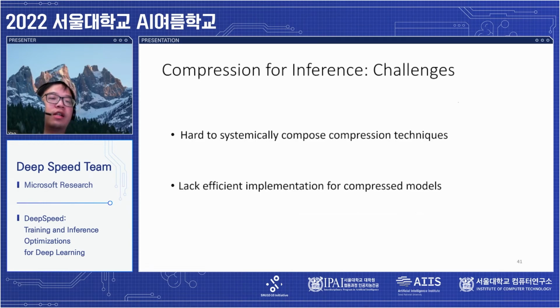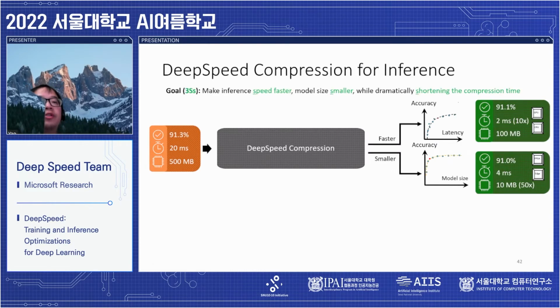On the inference side, the need for compression is even more pressing to reduce latency and cost. However, existing methods have their challenges. It is hard to systematically compose different compression techniques for the best outcome. There also lacks an efficient inference system to execute compressed models. To address those challenges, we have been actively working on building a library called DeepSpeed Compression.